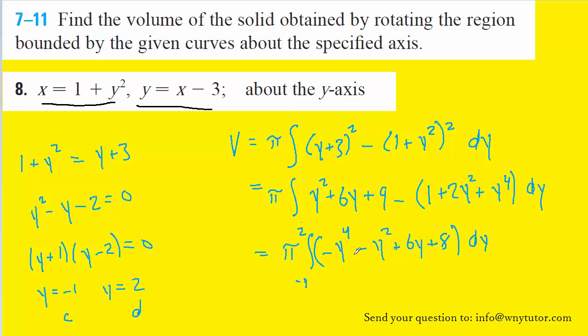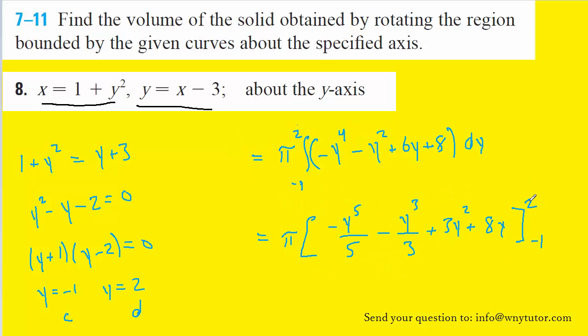Now this is a relatively straightforward integral, and so I'll go ahead and compute that. And then the last step is to plug in the upper limit, then the lower limit, subtract those two results, and then multiply by pi. And when that is accomplished, you should obtain 117 pi over 5.